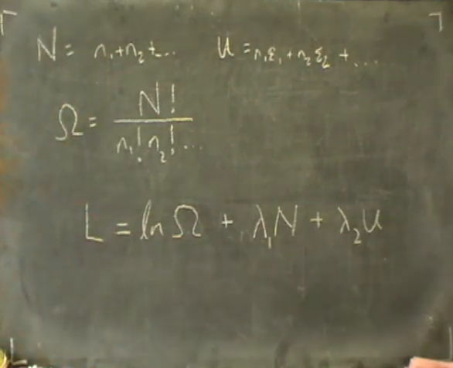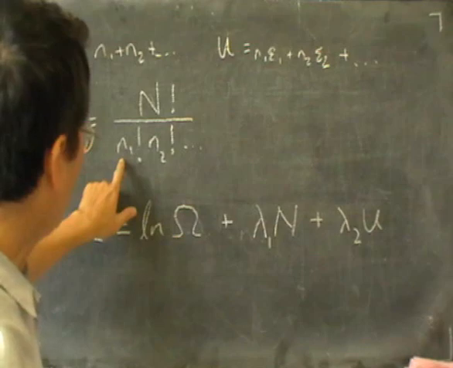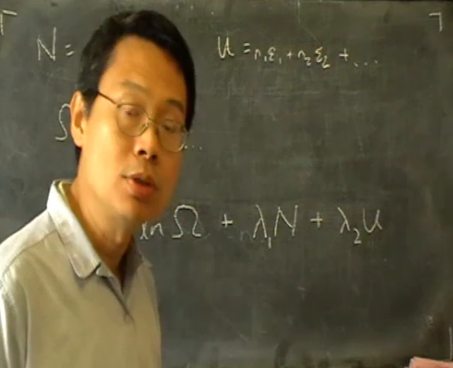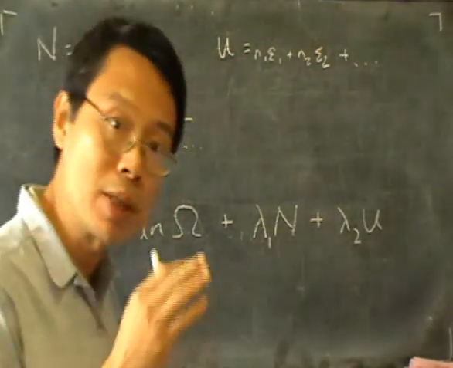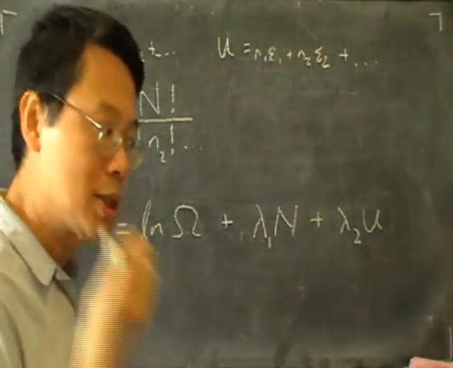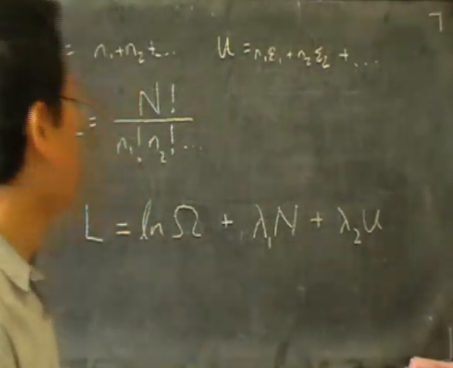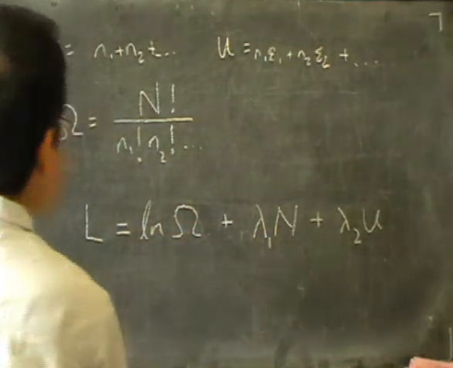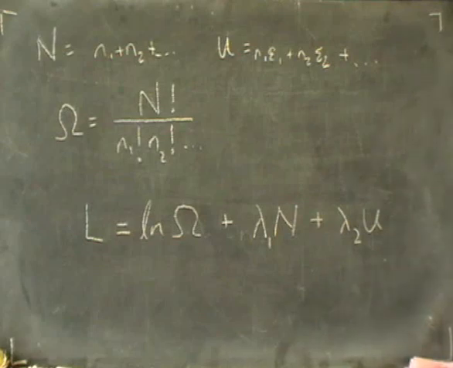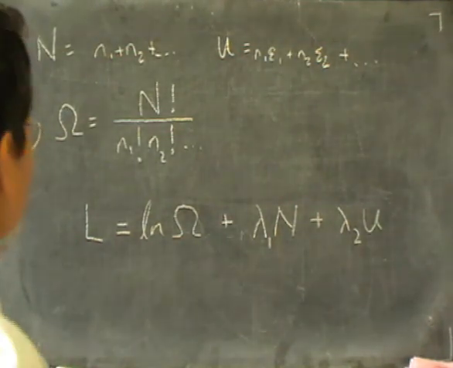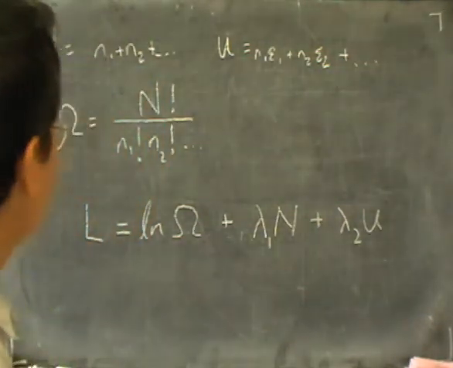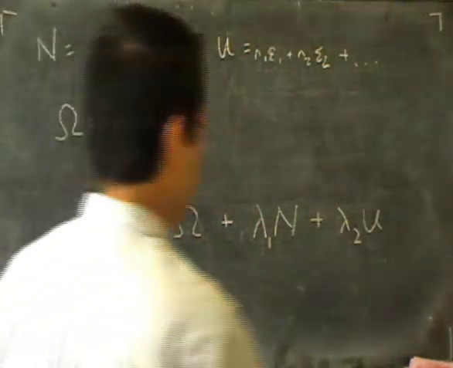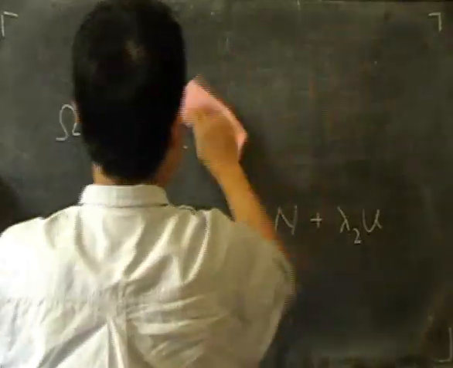So now I have a function in which the variables are n1, n2, dot dot dot, as well as lambda 1 and lambda 2. To find the maximum, I must differentiate with respect to each of these variables one by one, set the derivative to 0, and then solve for n1, n2, lambda 1, lambda 2. So that's the plan. How are you going to differentiate this? The first step is to apply Stirling's approximation to simplify omega. Let's do that.